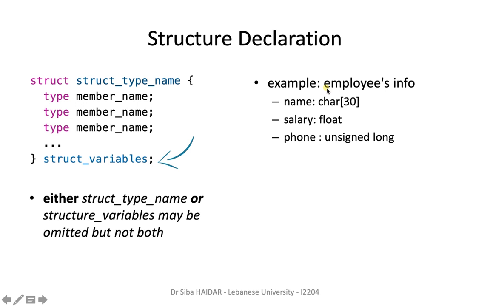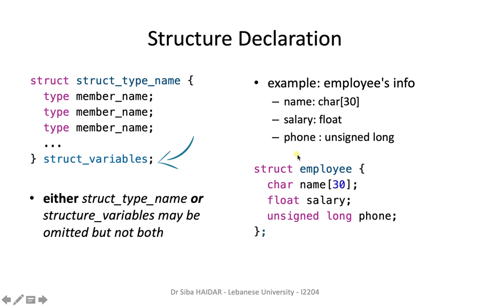Let's take an example and let's suppose we want to define a type to represent information about an employee. We want to represent his name, an array of 30 characters, his salary, how much he is paid, and his phone number. So we have 3 fields. We declare struct employee, curly braces, semicolon, and inside the body of the structure we declare the 3 fields, name, salary, and phone, each of a different type. They may have the same type, we may have a mixture here.